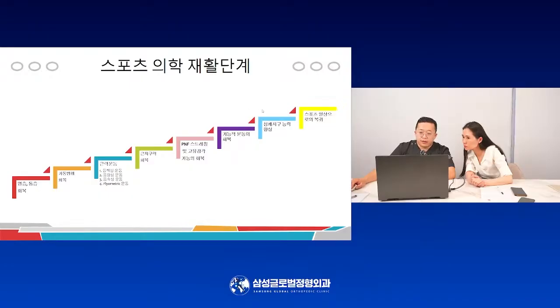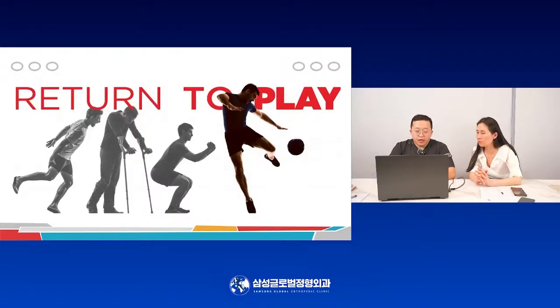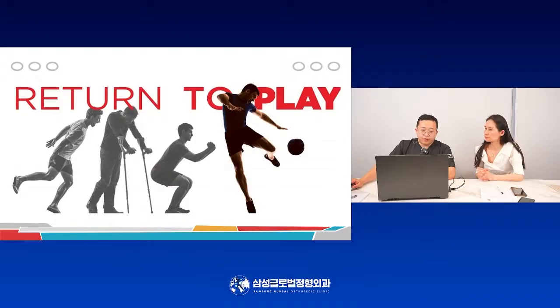And seventh is recovery of the cardiovascular exercise. Last is recovery to normal life, okay? So return to play is the most important keyword nowadays for orthopedic doctors and every hospital, okay? So we have to get back to normal life. We have to get back to normal faster than before, okay?